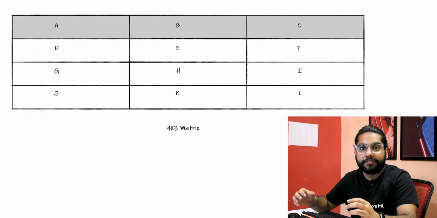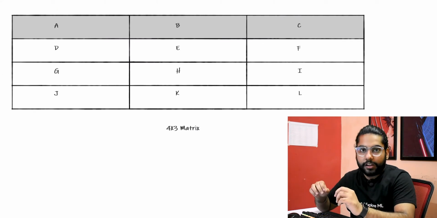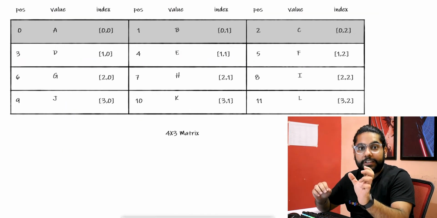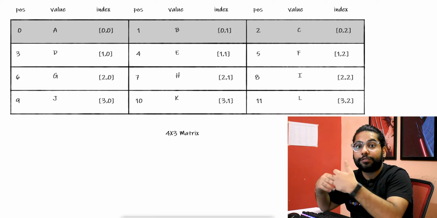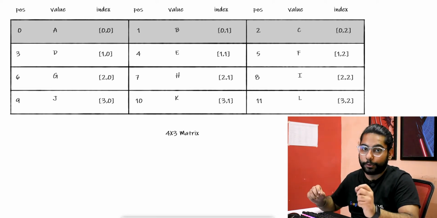So the next method that I prefer to use is a method that does not involve any extra space. So let's look at that. So let's suppose that we have a matrix of size 4, 3. Now we have this matrix and we label each cell with the index that corresponds to that cell, along with the position we can give to that cell starting with 0.